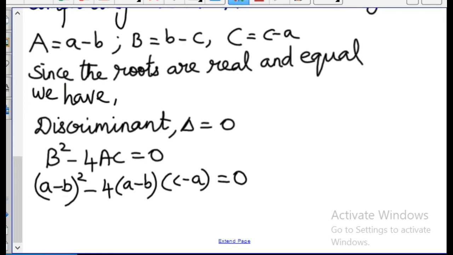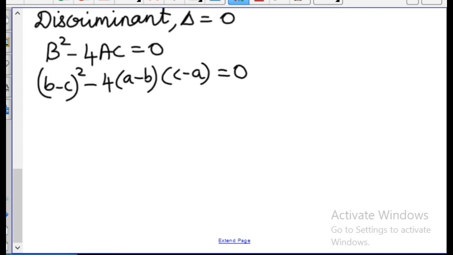So we are getting b minus c whole square minus 4ac. a is a minus b, c is c minus a. We have to simplify this expression. So a minus b whole square, b square minus 2bc plus c square. Now we have to multiply.